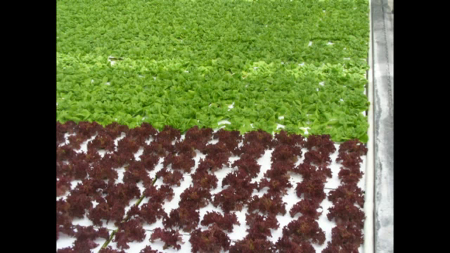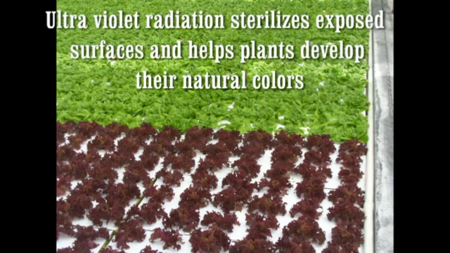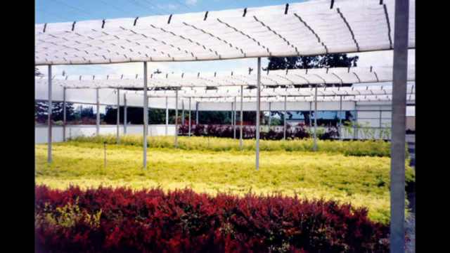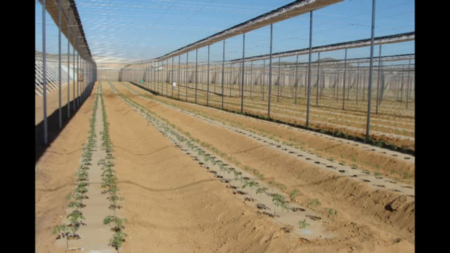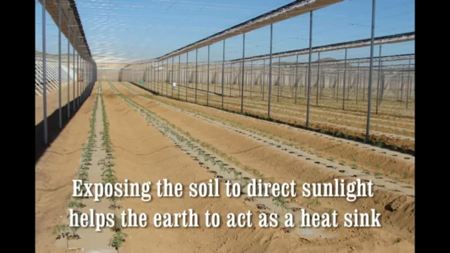Retracting the roof also exposes the plant surfaces to ultraviolet radiation, which sterilizes exposed surfaces and helps plants develop their natural colors, particularly red and yellow. Another way that the RRPS can be used to reduce the use of fossil fuel for heating is to retract the roof on a sunny day before a cold night.